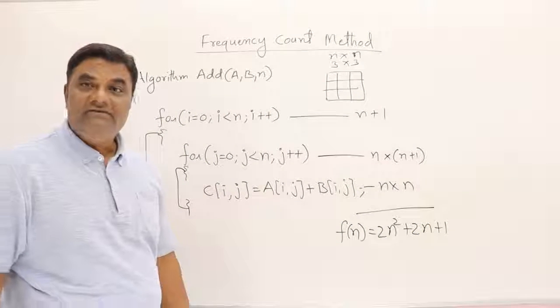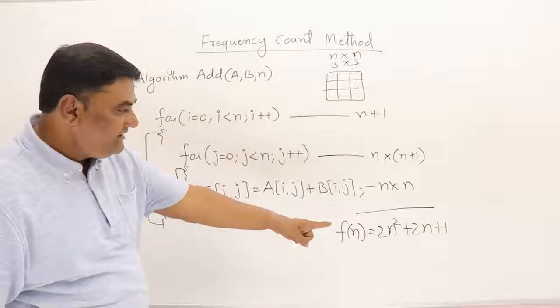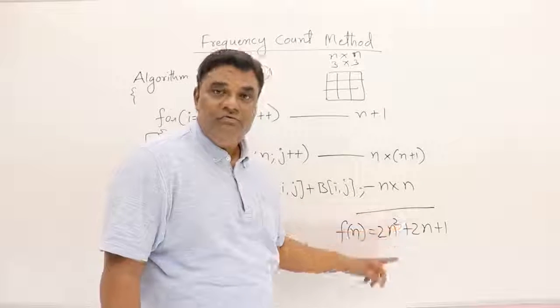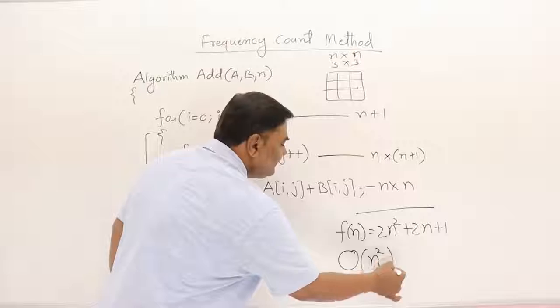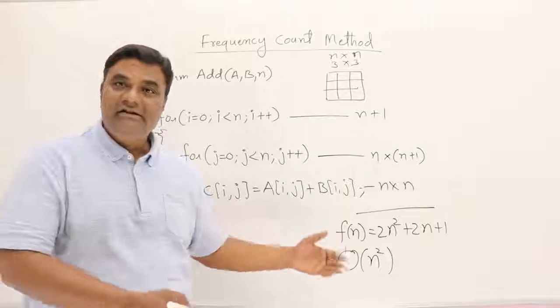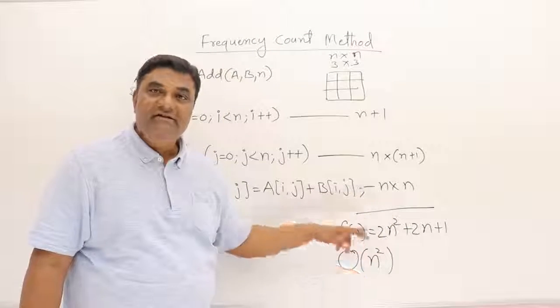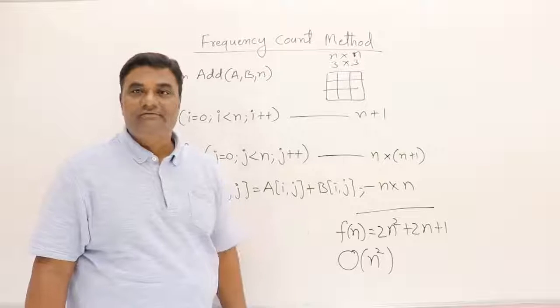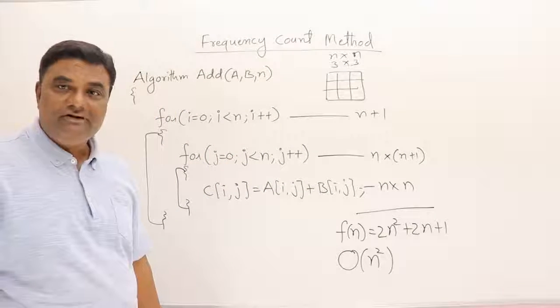This is the time function for this algorithm. What is the highest degree? 2. So we don't write the degree, we write order of n square. We are not saying that this is equal to this one. We are saying that the degree of this polynomial is n square. That's all. This is the time complexity.